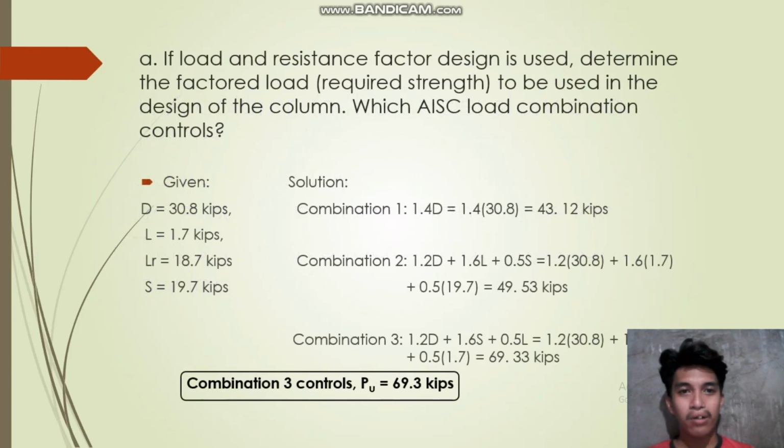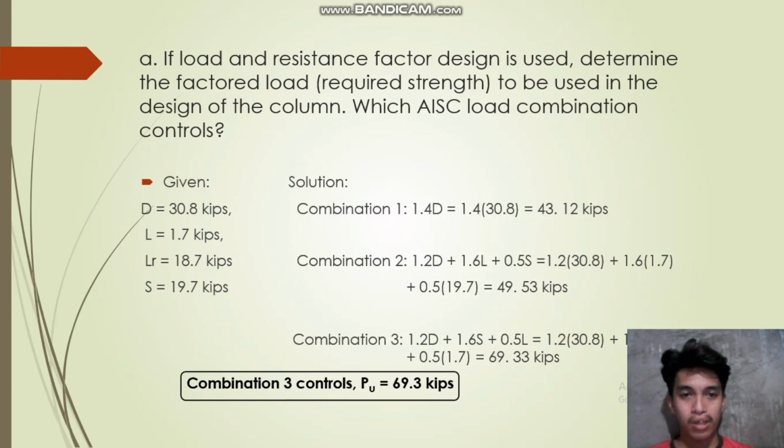Letter A. If a load resistance factor design is used, determine the factored load required strength to be used in the design of the column. Which AISC load combination controls? Given dead load equals 30.8 kips, live load equals 1.7 kips, roof load equals 18.7 kips, and snow load equals 19.7 kips.